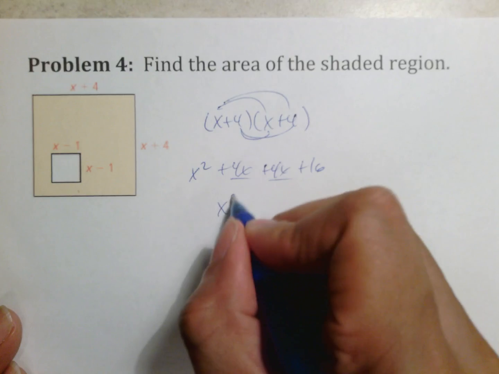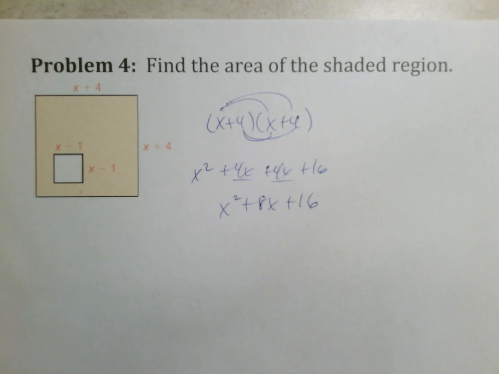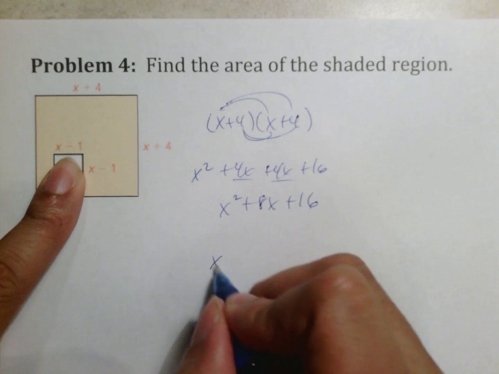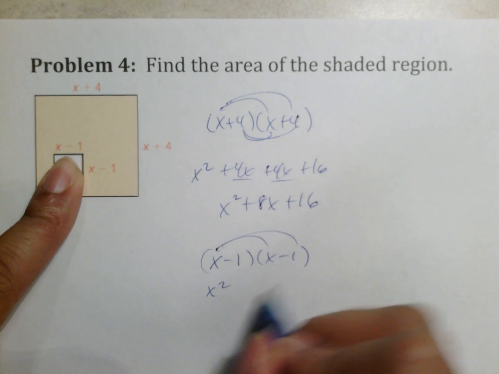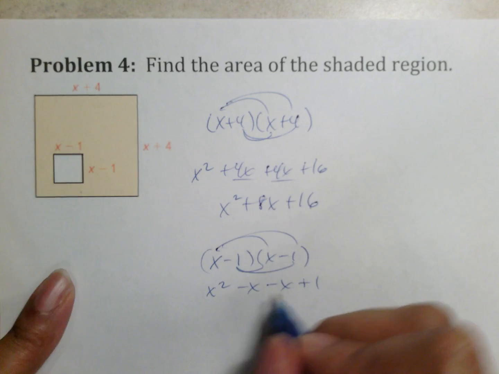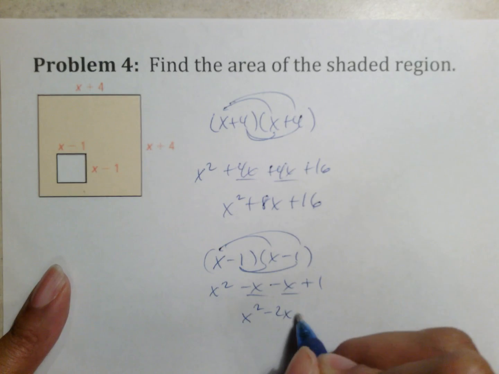Putting all that together, you get x squared plus 8x plus 16. Again, make sure you understand every single step that went on with that. It's just basically the multiplication of binomials that we learned last week. But we have to subtract this area, so we have to also find the area of this, which is x minus 1 times x minus 1, which is x squared minus x minus x plus 1. Putting these two together, those aren't opposites, those are the same, so it'll be x squared minus 2x plus 1.